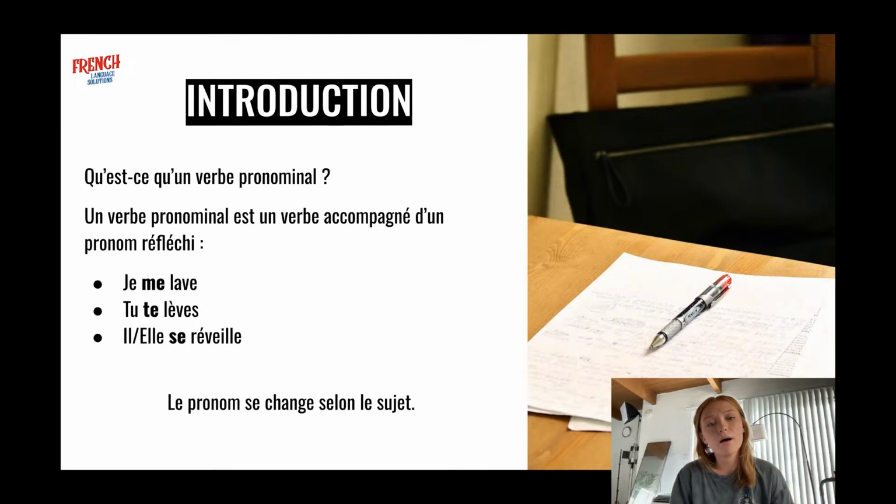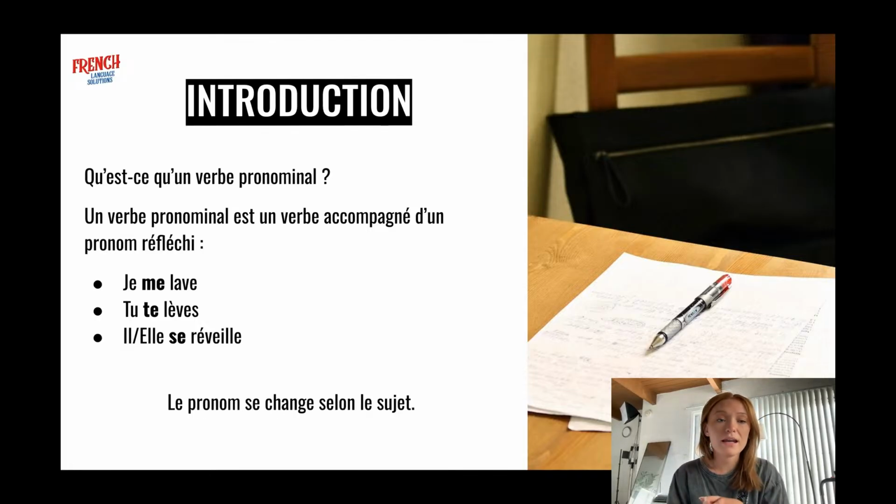Here we have some exceptions, or you're going to see examples. Here, examples, je me lave. This is a verb that has the little article me. Tu te lèves. Te is the article. You see that it's placed before my verb. Il, elle se réveille. Same thing.